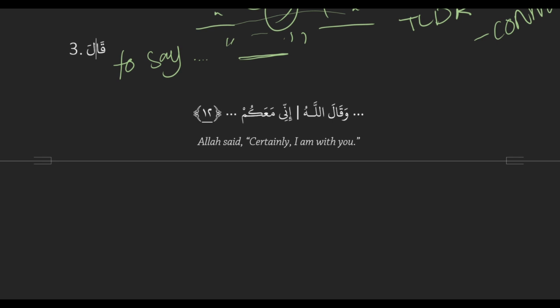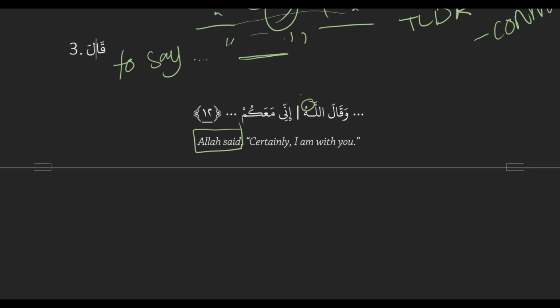Well, let's look at this example here. وَقَالَ اللَّهُ إِنِّي مَعَكُمْ. So we have a qala here, which means to say. And then the word Allah is the doer. So this is Allah said. And then what did he say? That's going to be in quotations. So this whole thing, inni ma'akum, is the quote. And within the quote we have a full sentence: certainly I am with you. That's a full sentence.